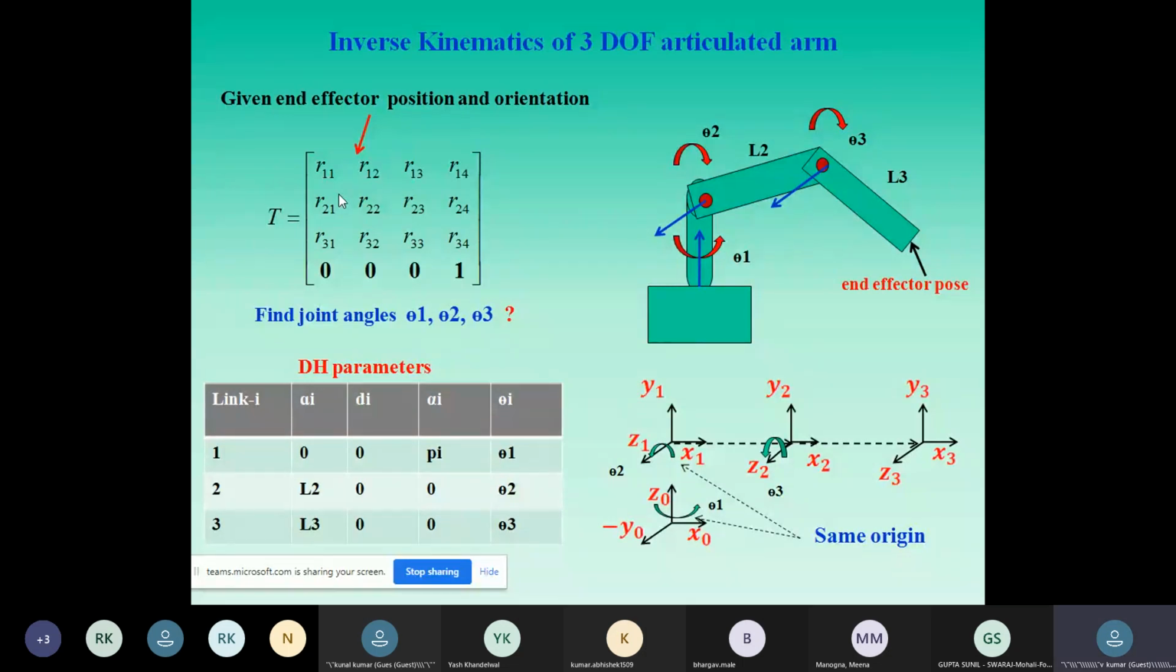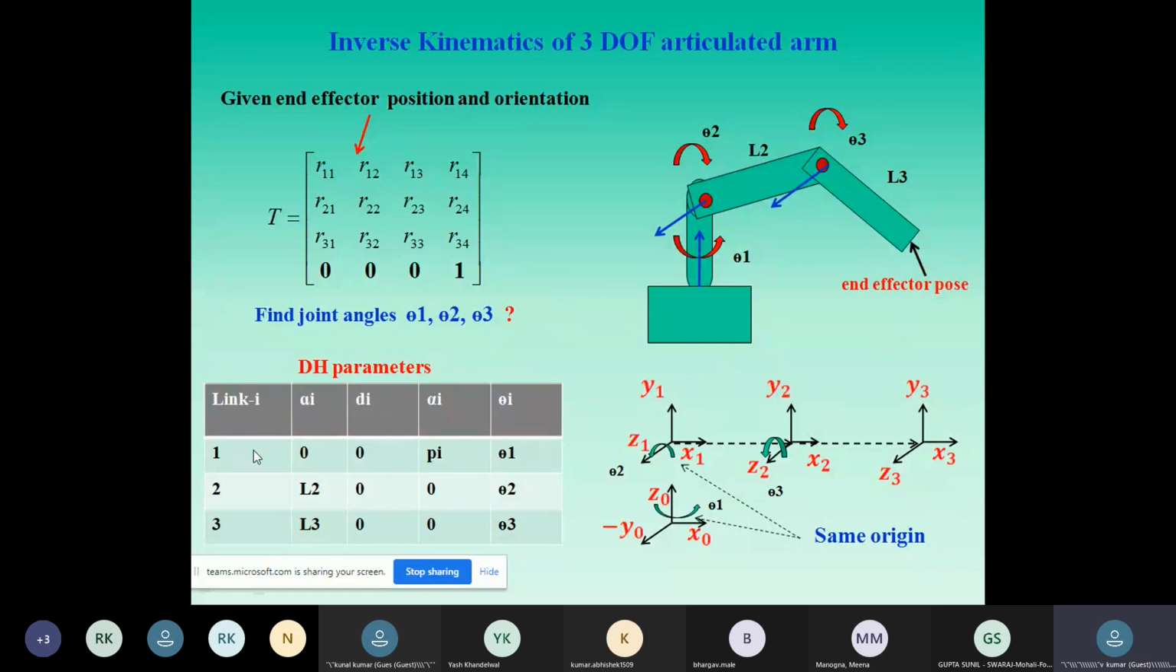numbering the joints, numbering the links, attaching the frames, and then finding the DH parameters. We assume that you know these things because I have already taught them in the previous class. So we find the DH parameters. This is the DH table for this manipulator.